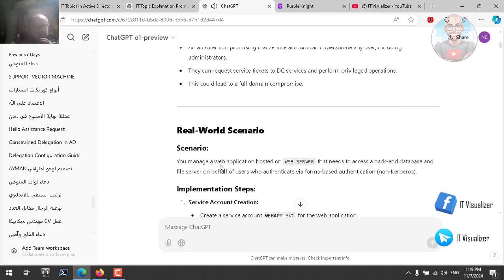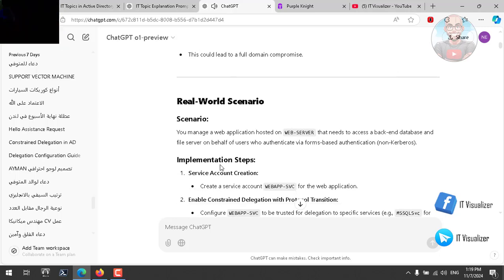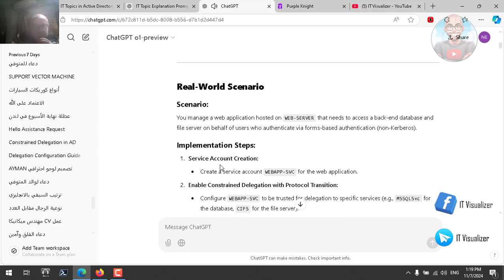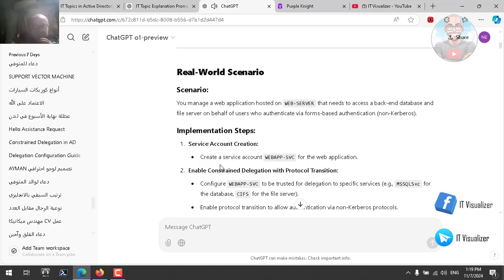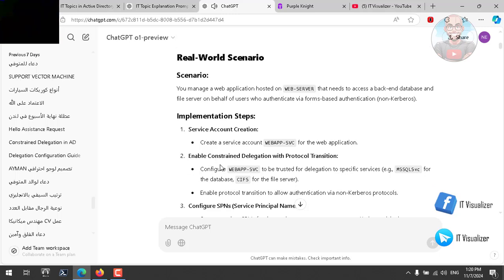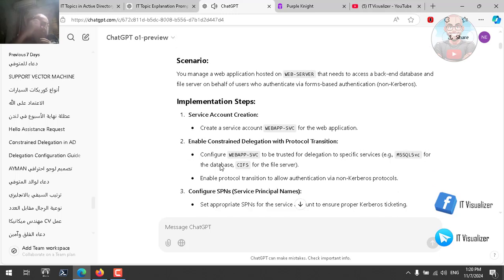Real-world scenario. You manage a web application hosted on a web server that needs to access a back-end database and file server on behalf of users who authenticate via forms-based authentication, non-Kerberos. Implementation steps. 1. Service account creation. Create a service account, web app SVC, for the web application.